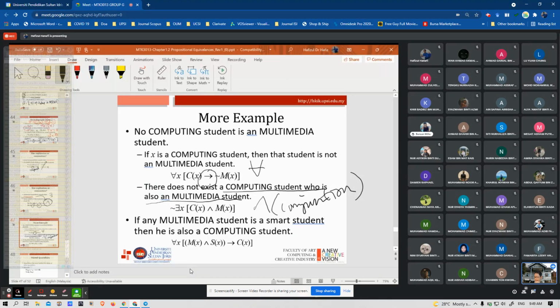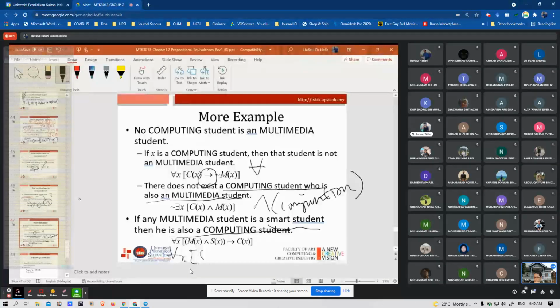And thirdly, if any multimedia student is a smart student, then he is also a computing student. You can combine also for all x, you have a multimedia student Mx, and also multimedia student is a smart student Sx. All of these are computing students, implies Cx.